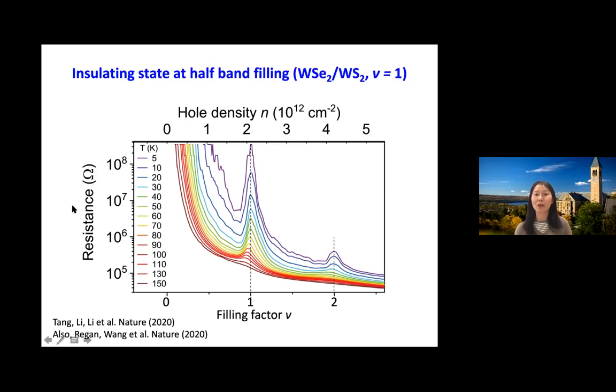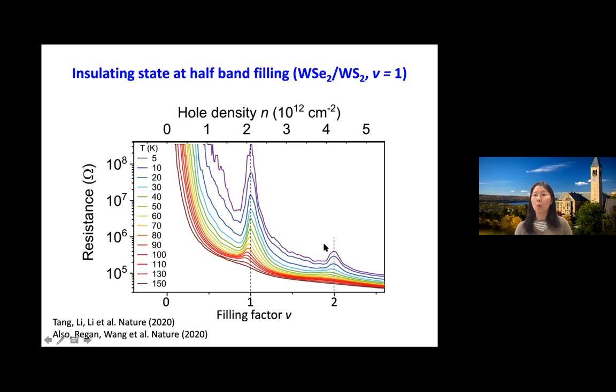So what I'm showing here is 2-point resistance as a function of filling factor in this combination of Moire. And as you can see here, when we tune the filling factor using electrostatic gating, the resistance changes dramatically. So this is the lowest temperature. For example, we see resistance peaks at filling factor 1 and filling factor 2.